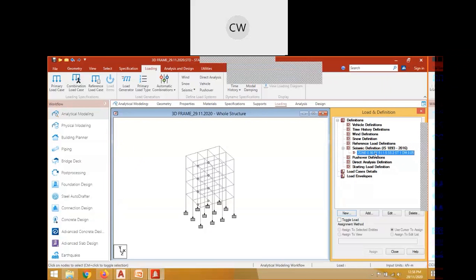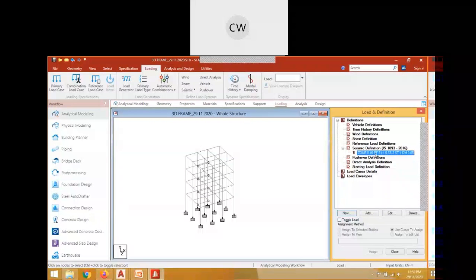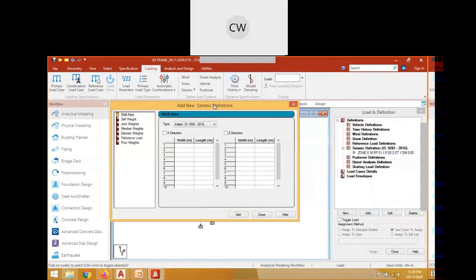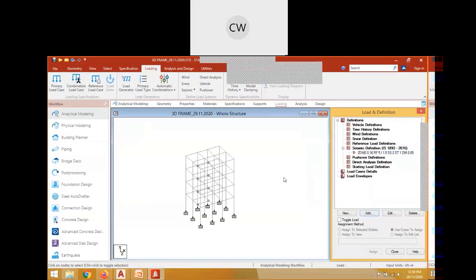Now remember, this is only a seismic load definition. It is not a load. We need to create the load. So how to create the load? There are two ways of generating the seismic load. In the first method, you can add the load here using this command, or you can go for the STAAD editor also. I will show you both: how to add the load from here and how to use the STAAD editor.